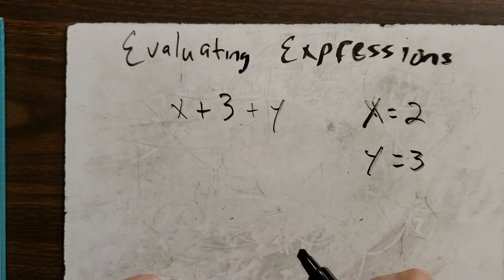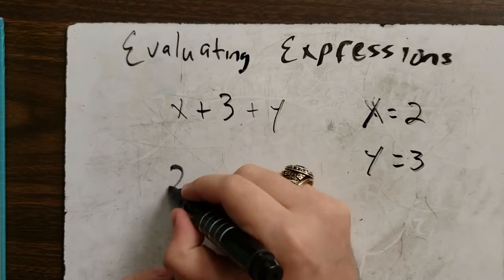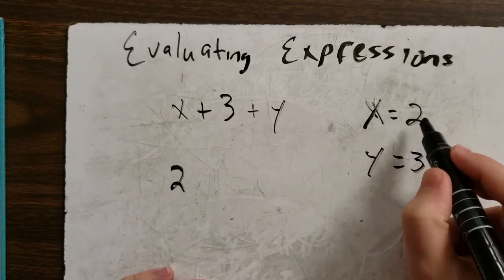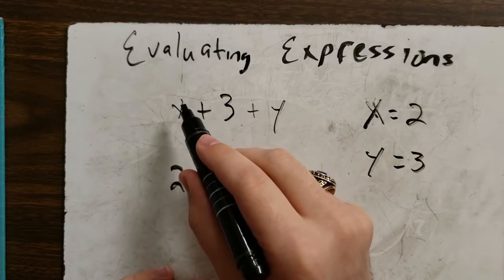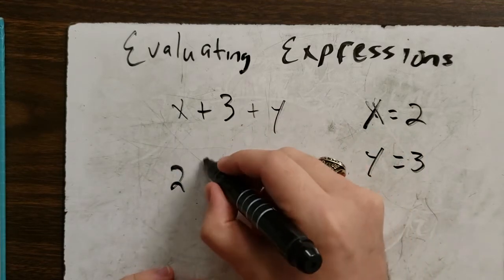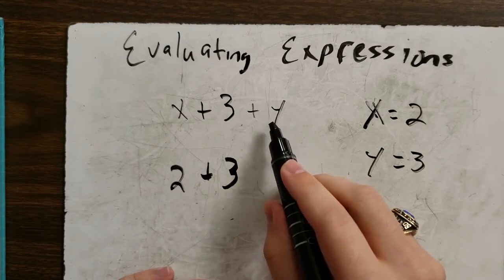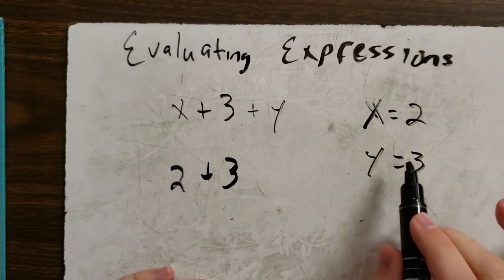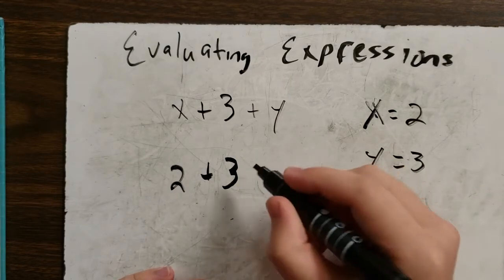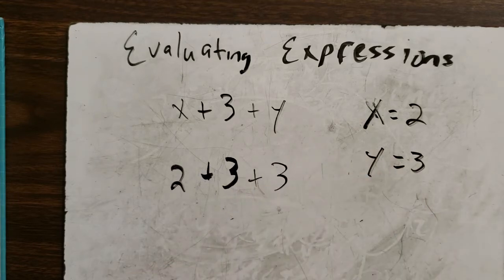So if we rewrite our equation, our x now becomes a 2 because x equals 2. So we just simply plug our 2 into x. We bring down our 3, and now our y says our y equals 3. So when we see a y, we plug in 3 instead.